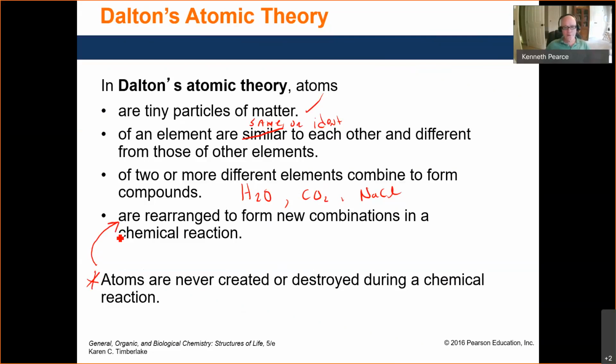Now this is a restatement of rearranged to form new combinations. In other words, you don't create atoms, you don't destroy atoms, you just move them around. That's what that means, and that's actually called the law of conservation of matter, or the law of conservation of mass. So you don't gain, you don't lose, you just move things around.